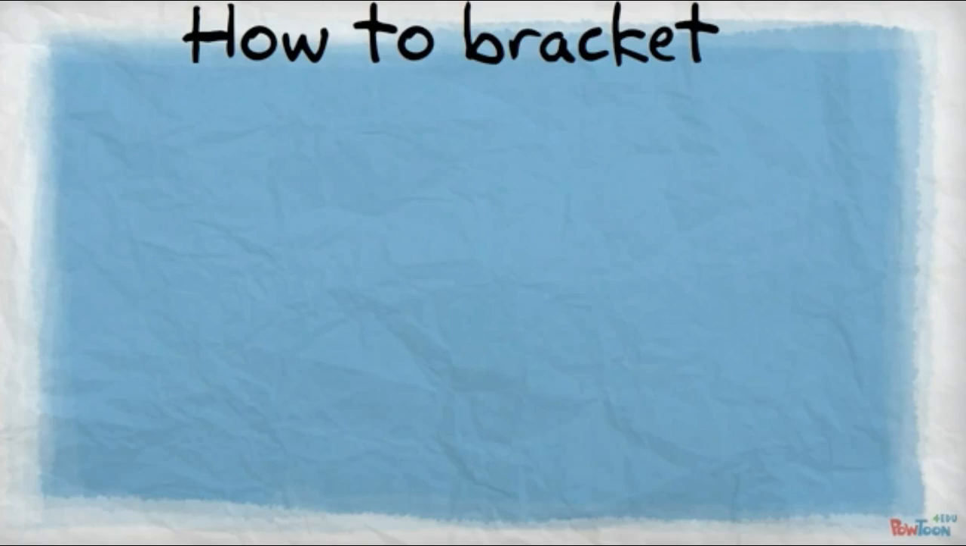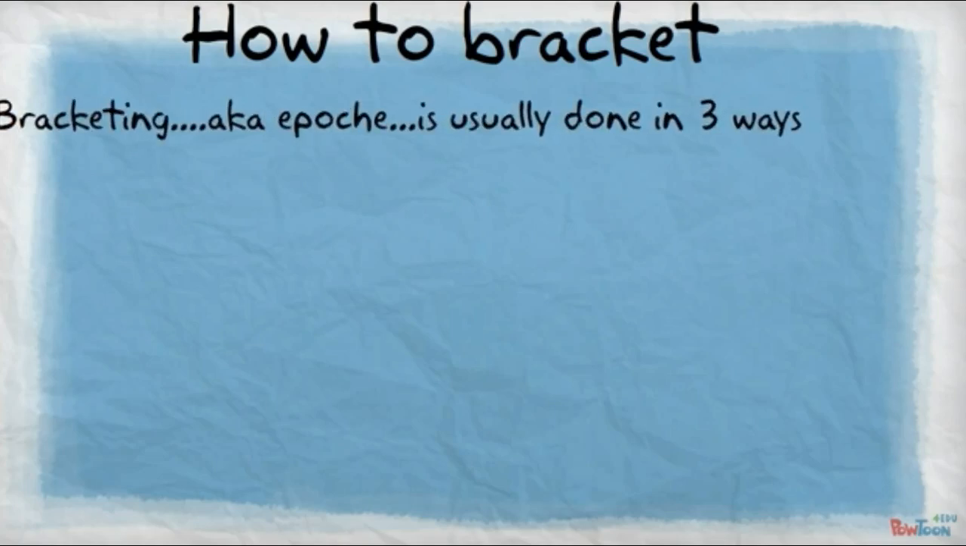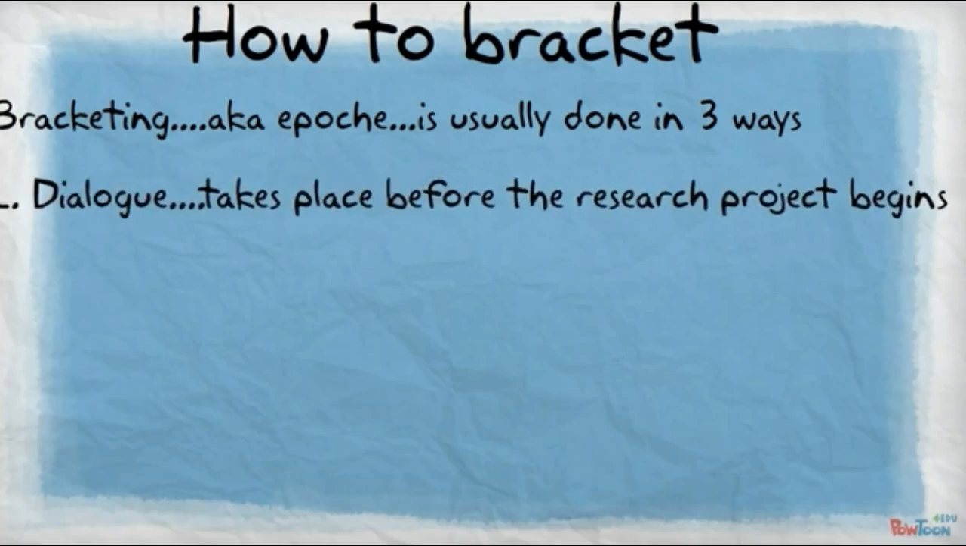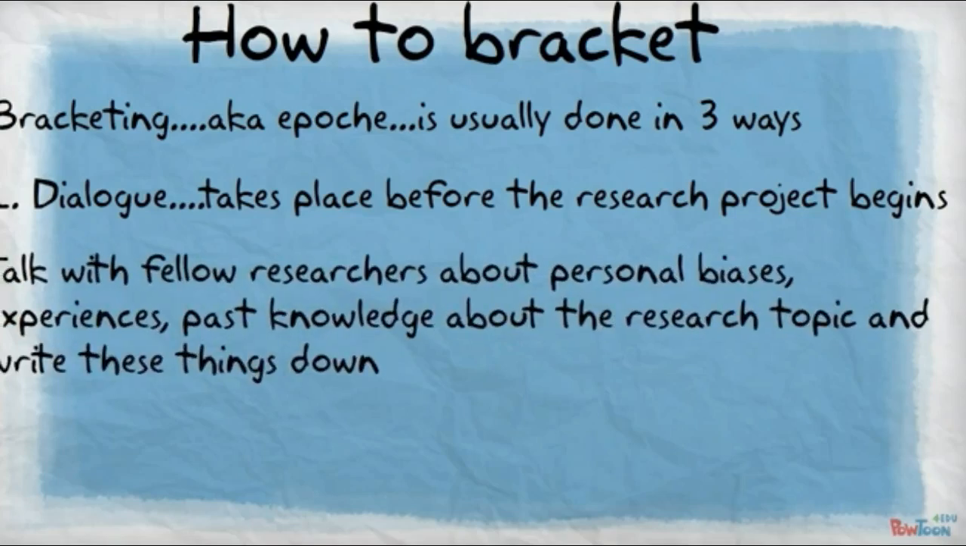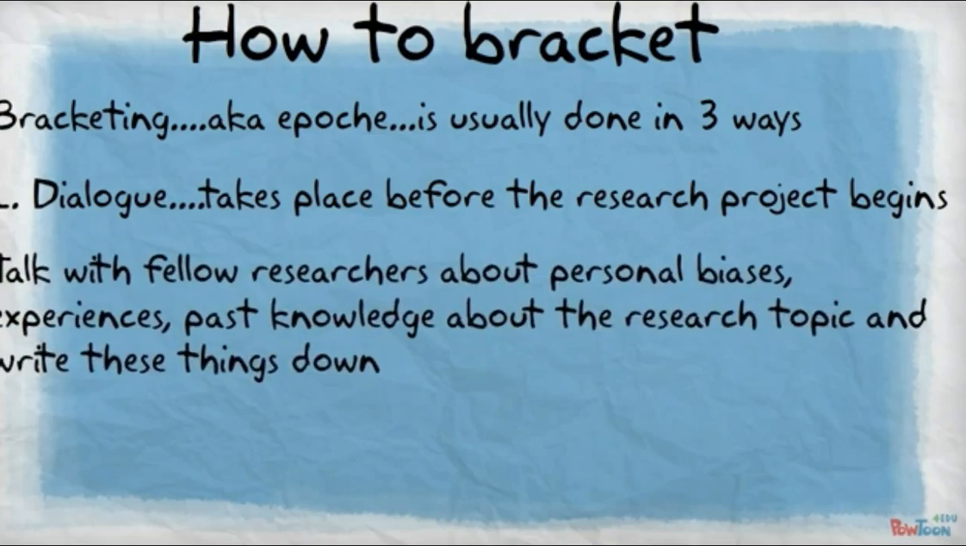Typically, bracketing, which is also known as epoché, is done in three ways, usually. The first is dialogue, and it takes place before the research project even begins. This is when you sit down with your fellow researchers before you start your project, and you have discussions with them about personal biases, your experiences, past knowledge about the research topic, and so on. And then you write all of these things down.